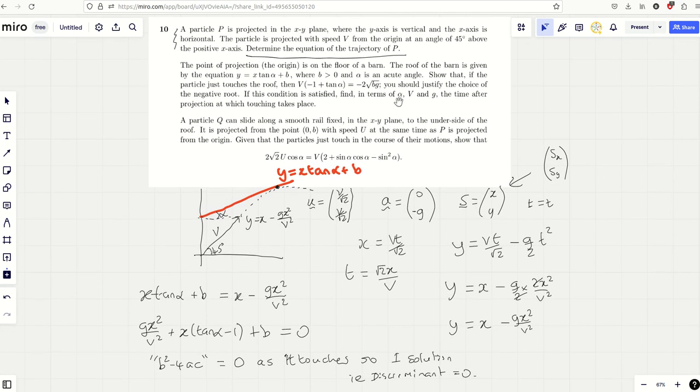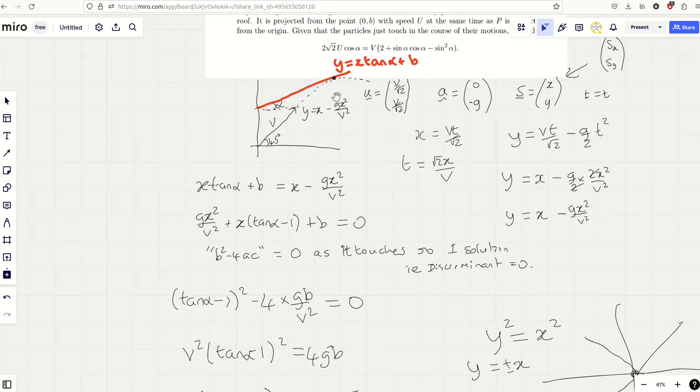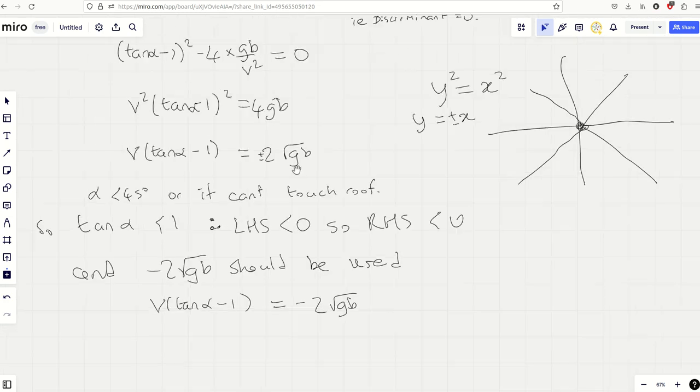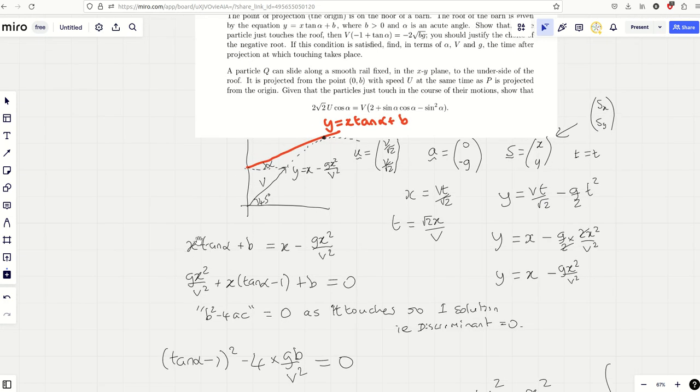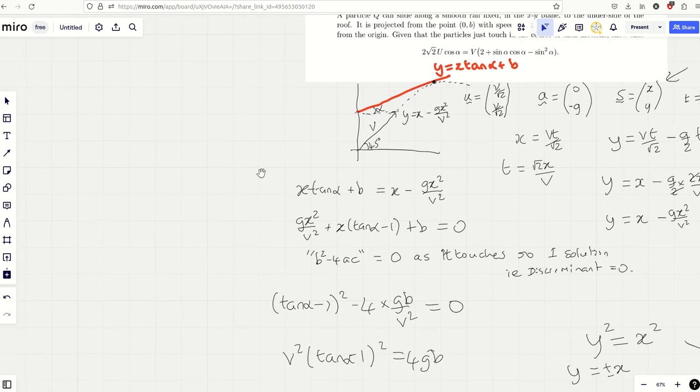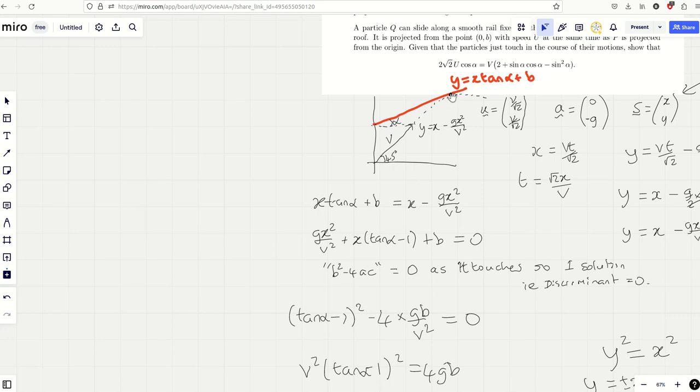Okay, so we've done that bit. If this condition is satisfied, find in terms of alpha, v and g the time after the projection at which the touching takes place. So when does that touch that? Now, you've got choices here. I suppose you could try and find x, but I'm not interested in that way of doing it. I'm going to note that when it touches, if it touches and doesn't go through twice, it should have exactly the same gradient as that line here. Remember, the velocity as it travels around the curve will help you find the gradient as it's moving.